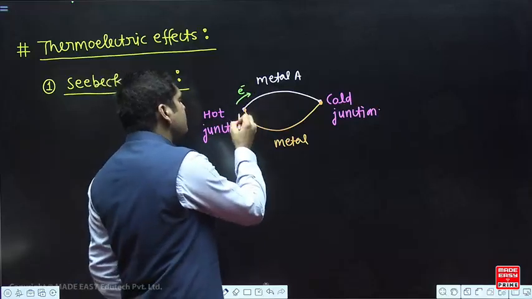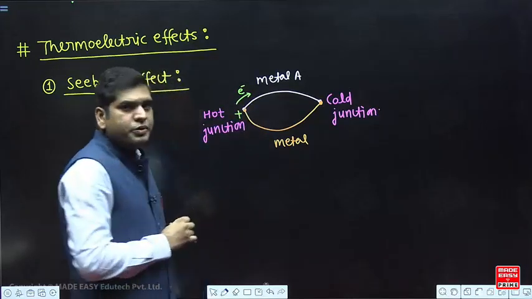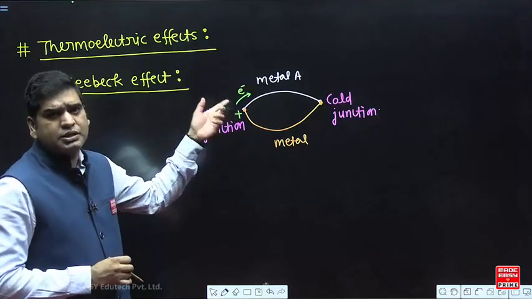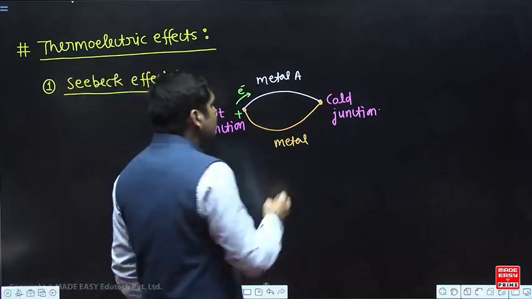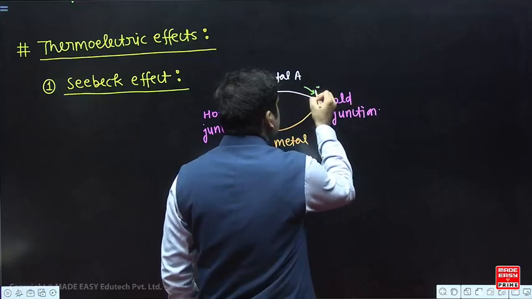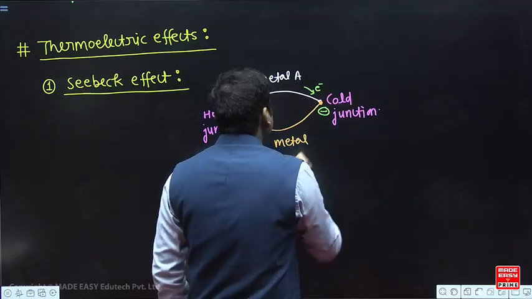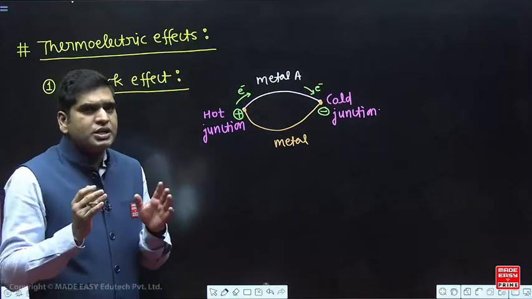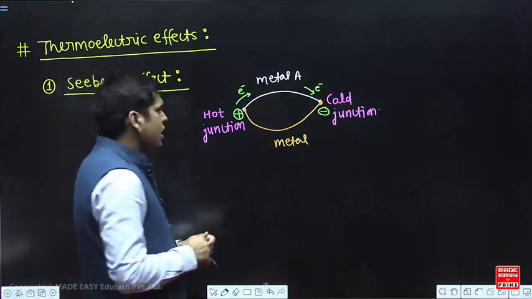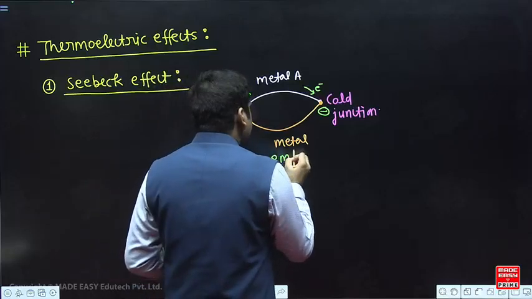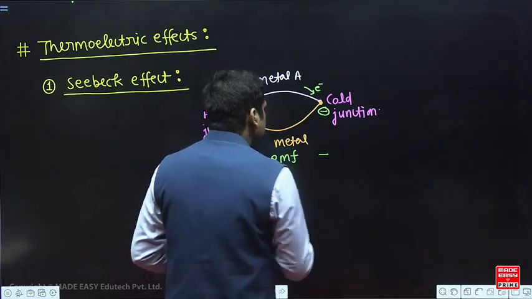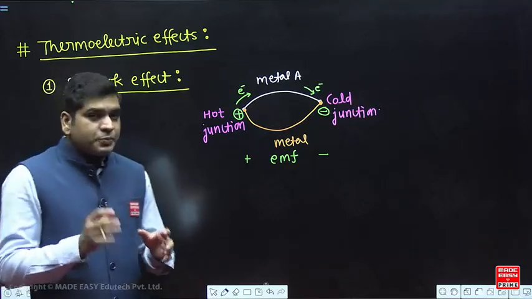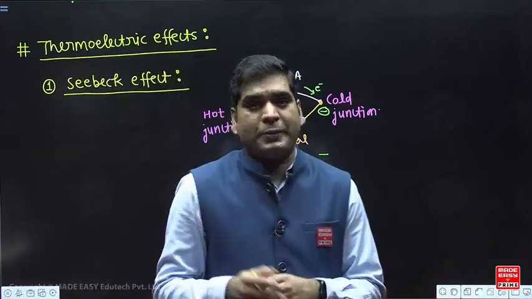So, when electrons leave this end, a positive charge will be developed here, because earlier it was neutral. When electrons are leaving this end, positive charges are left there, and electrons reach the cold side, so negative charge would be developed here. So a positive to negative charge means a potential difference is developed across the material, and if a potential difference is developed, then an EMF will be induced, which is high at the hot end and low at the cold end. This phenomenon is known as the Seebeck effect.